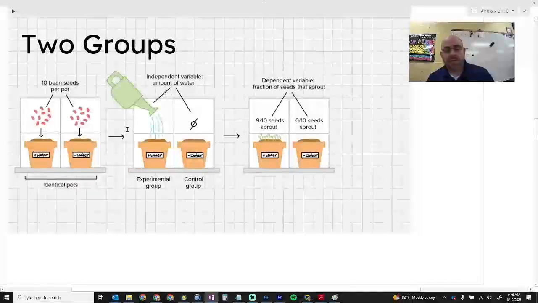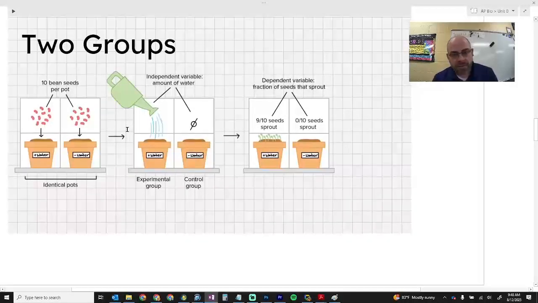Now, I don't have a particular slide for positive versus negative controls, but we can talk about it here, and that's fine. So there's two different controls. There's a positive control and there's a negative control, and there's a lot of confusion about them. And so I'll use this example here. Here you have two pots. One water is being applied to, the other is not being applied to.